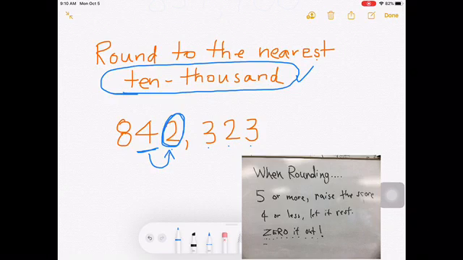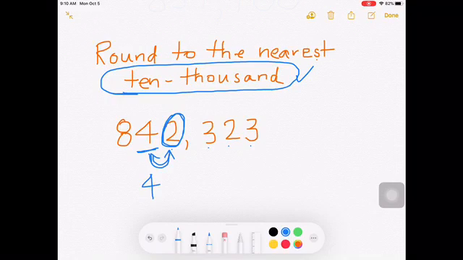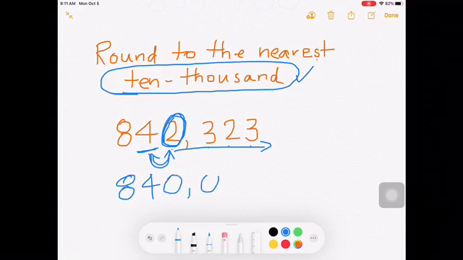Well, in this case, the 2 is certainly less than 4, so we are going to look back on where we are rounding and realize that we let it rest. We let that 4 rest. We don't do anything to it. Anything to the left stays the same. Anything to the right, well, let's see. We zero it out. So all of this to the right, we zero out. So as we look at our problem, 842,323 rounded to the nearest 10,000 is equal to 840,000.